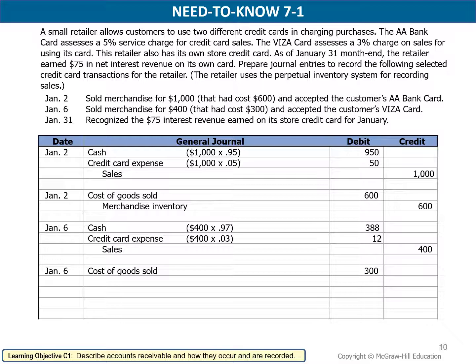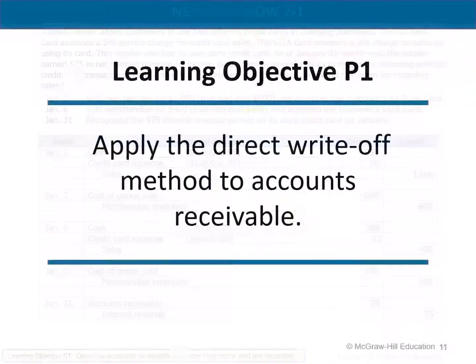Then we need to record our cost of goods sold for that January 6th sale. So we will debit cost of goods sold for $300. They tell us that amount, right here's our $300. And we're going to credit inventory. Then on January 31st, we have to recognize the interest revenue on our own store card for January, and they tell us what that is. So we just record an accounts receivable debit of 75 and interest revenue credit of 75. Okay, so hopefully that made sense to you. Let's move on to the next.